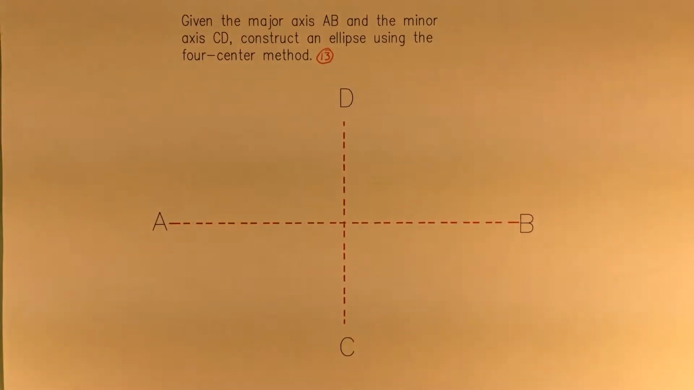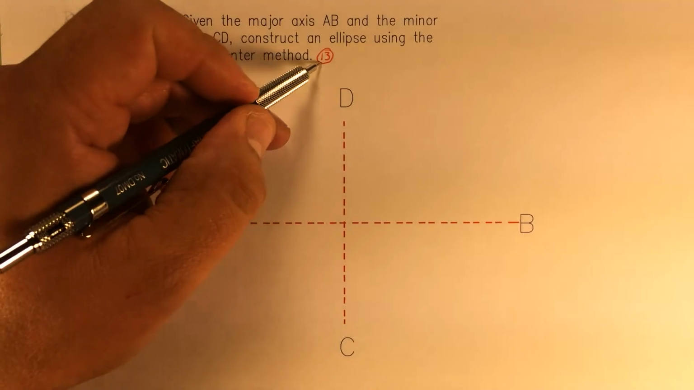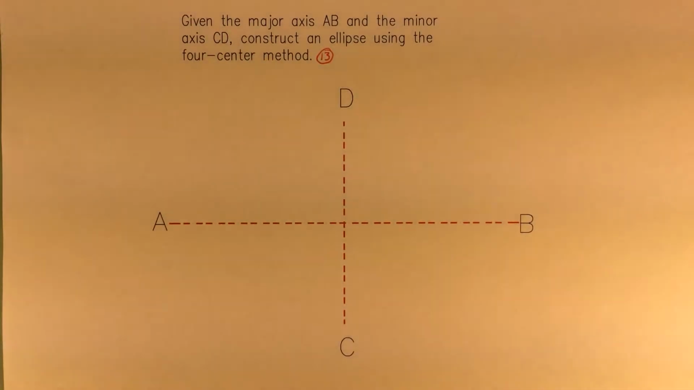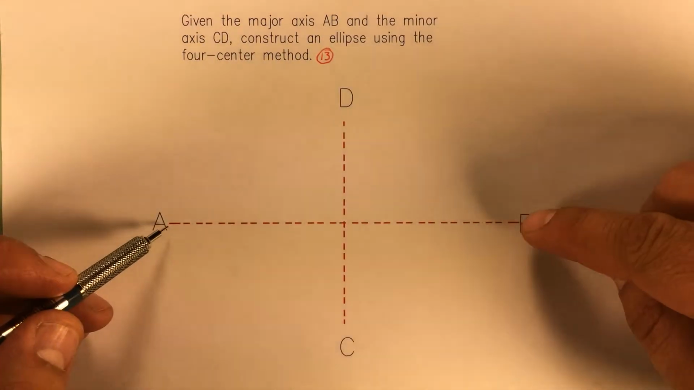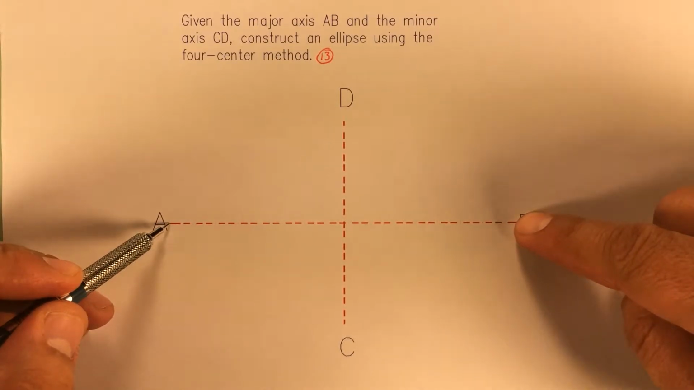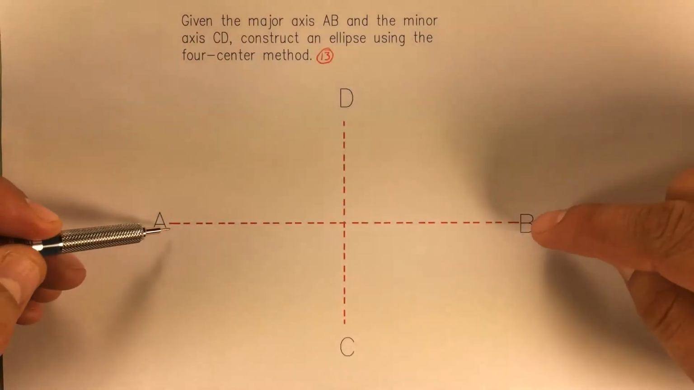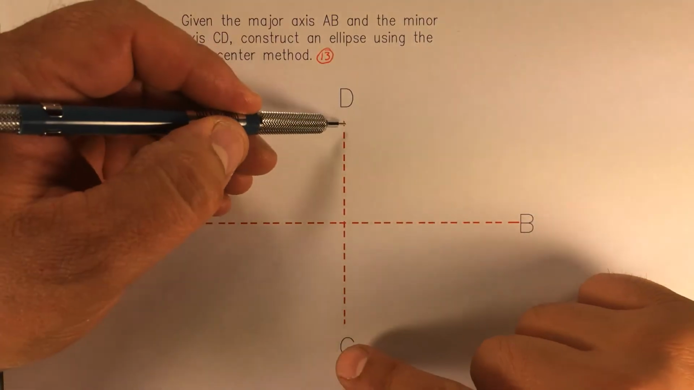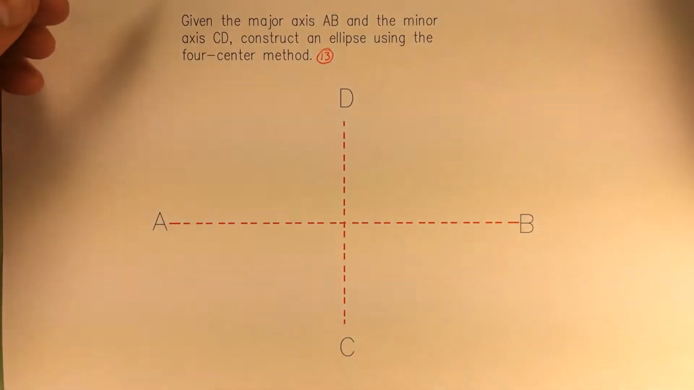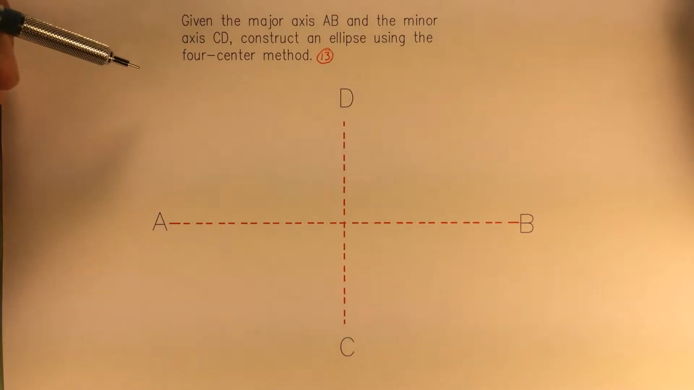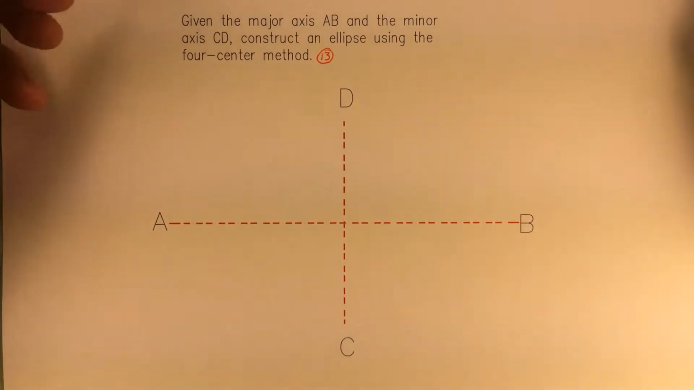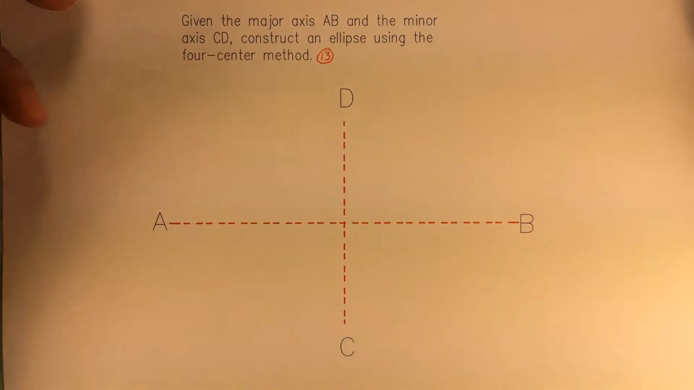Geometric construction number 13, lucky 13. AB and CD are considered the axes. This is your major axis. This is your minor axis. You are given those lengths, and we need to construct this one using the 4-center method.